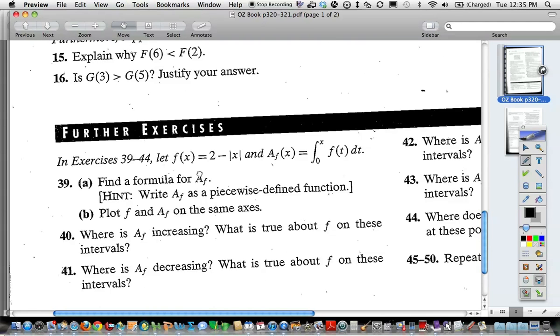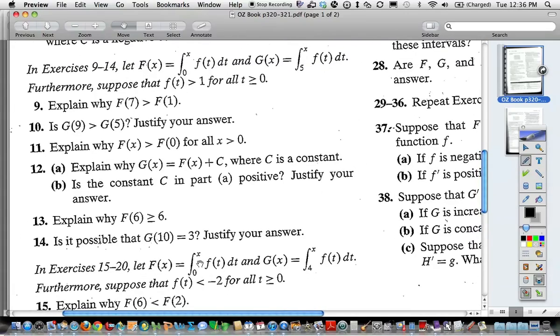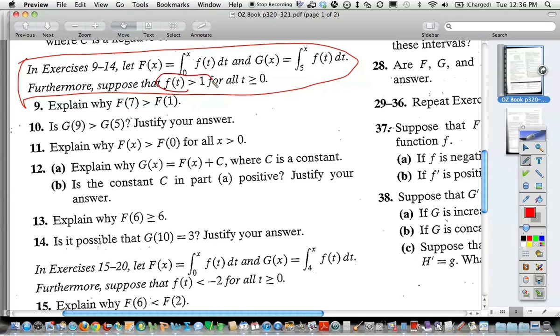All right. So on 9 through 14, they give us this information right up here. Now a few people, I think, when we had some work time yesterday, I must have helped with this, but not everybody, because some of you had some issues with this. They tell you a bunch of different things. They tell you what big F is, what big G is. They have different left starting points, and then here's a key element right here.